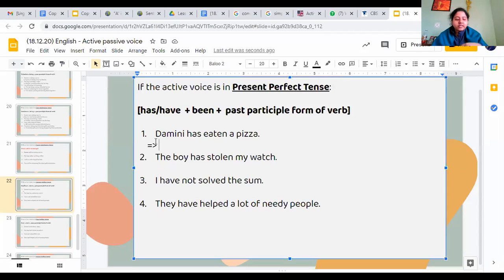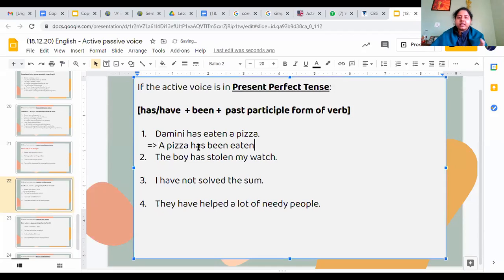Great. Let me model this out for you. I can already see answers in the chat box. Do keep them coming. Now the same thing. Switch the object and subject. So a pizza. Now has, have, been, and then past participle. A pizza is singular, so has been. Third form is eaten.